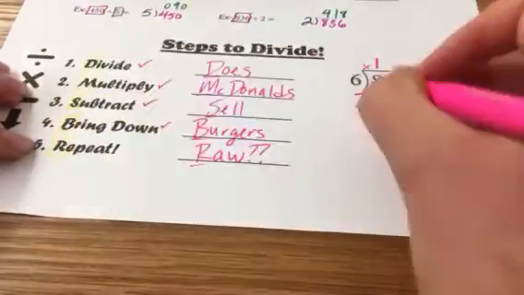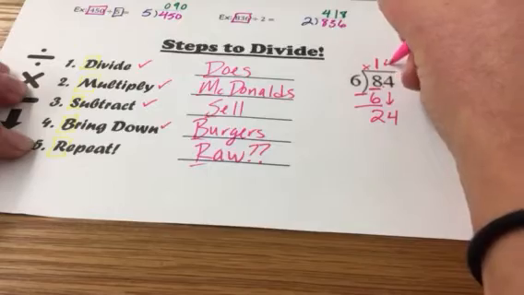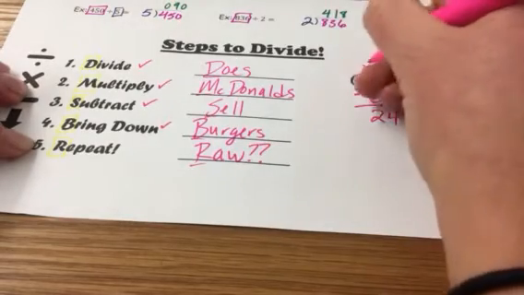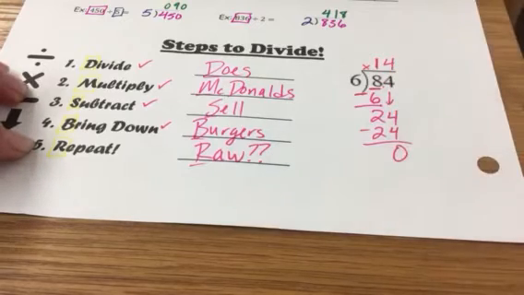So we're going to go back to the beginning. Now we divide. 24 divided by 6 is 4. 4 times 6 is 24. I subtract, I have a remainder of 0.